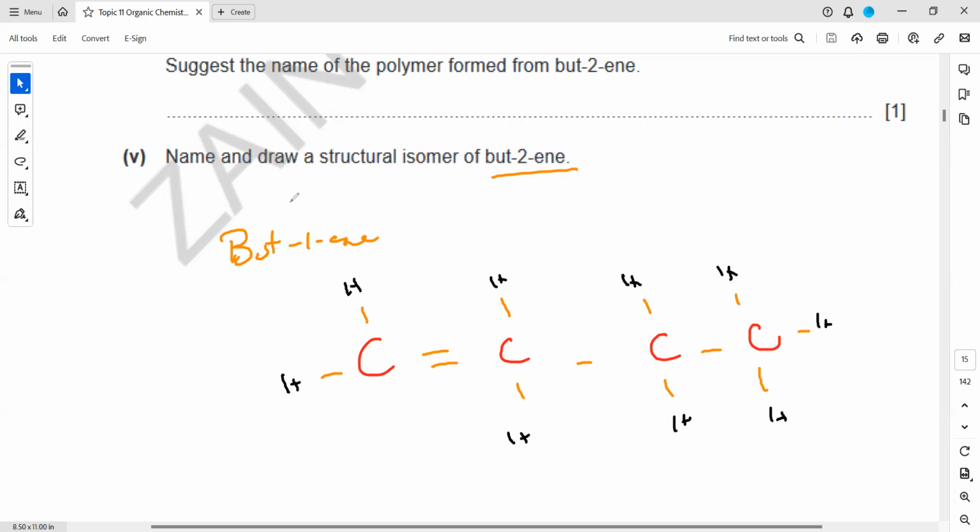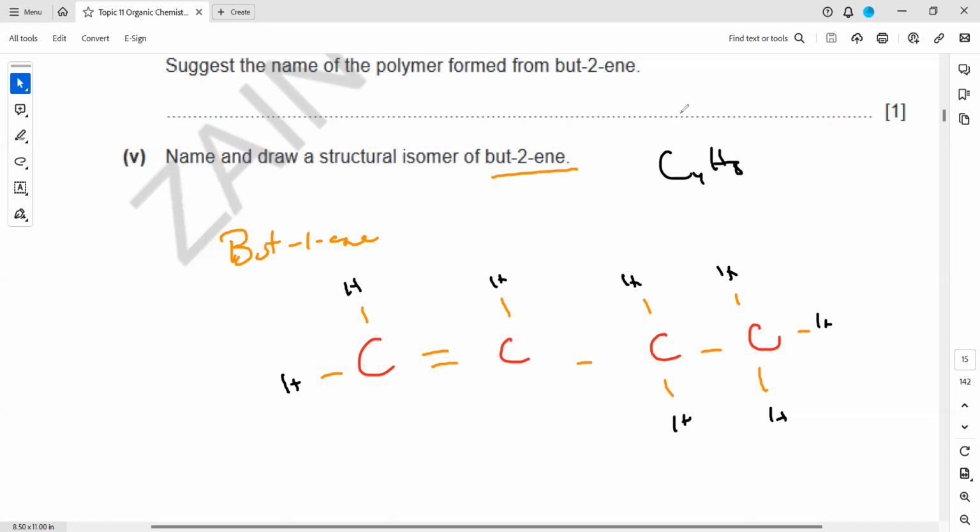We can also draw, sorry. So this will have 2 hydrogen, this will have 1 hydrogen, 2 hydrogen, and 3 hydrogen. This is a structure of but-2-ene. And how will you know whether your structure is correct? Count 1, 2, 3, 4, so C4, and hydrogens are 3, 4, 5, 6, 7, 8. So it means this is correct.